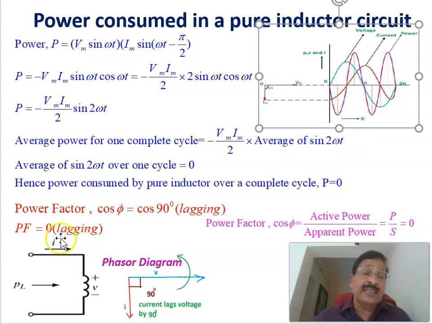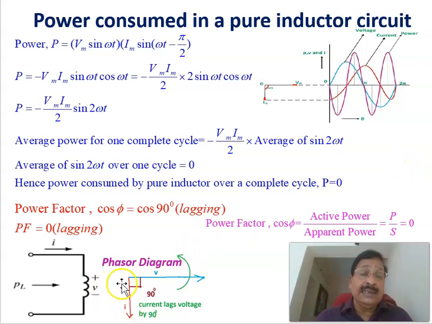Of course, the power factor is cos phi, which is equal to the cosine of the phase angle between the voltage and current, cos 90 degrees, lagging actually, because the current vector is lagging the voltage by 90 degrees. Therefore, the power factor is cos 90 lagging, and cos 90 is equal to 0. It is called the zero power factor lagging in the case of a pure inductive circuit.